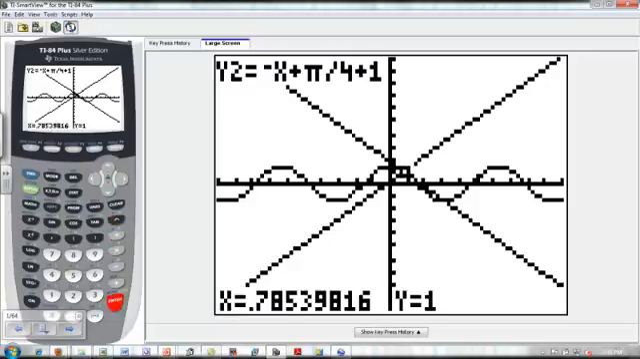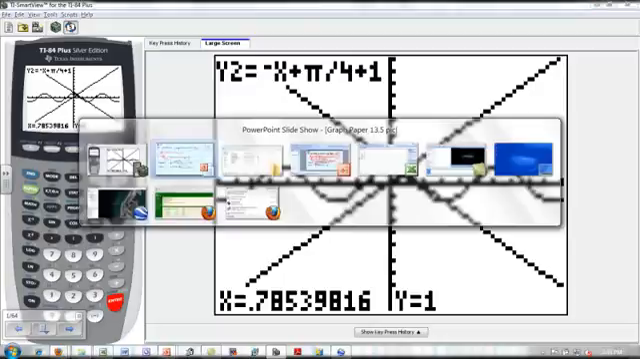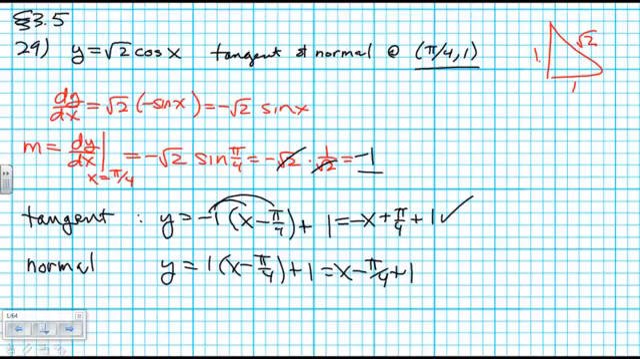So it looks like it's tangent. It's definitely going through the right point. I think we got it. All right. So there's 29. What do you want to do next? 37.